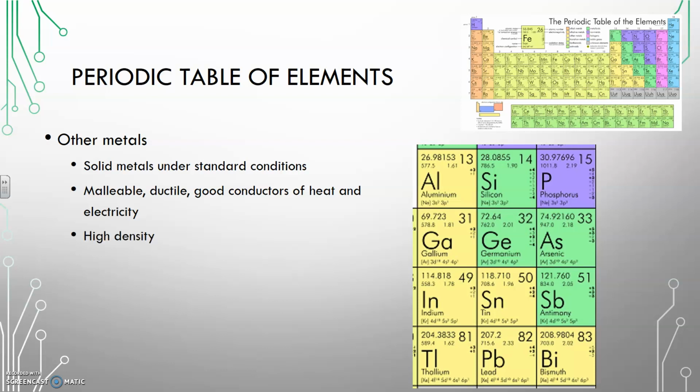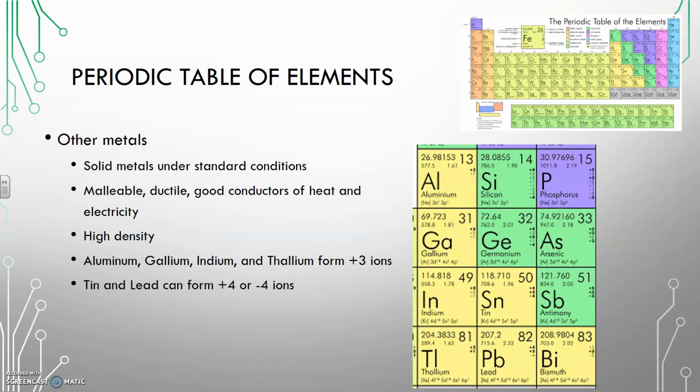So they generally have high densities, and then aluminum, gallium, indium, and thallium. These four right here in this column will form +3 ions, and then tin and lead like to form either +4 or -4, so they're kind of weird. And then bismuth likes to form -3 ions.